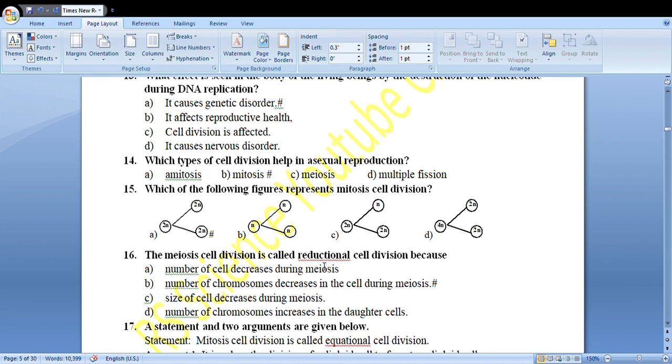The mitosis cell division is a reductional cell division. Sorry, the meiosis cell division is called reductional cell division because reduction means the chromosome number is reduced. The number of chromosomes decreases in the cell during meiosis. Yes, this is the correct answer.